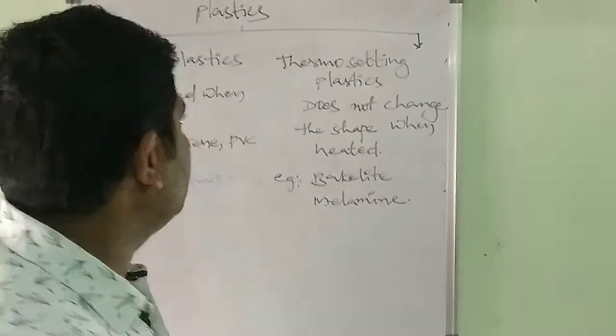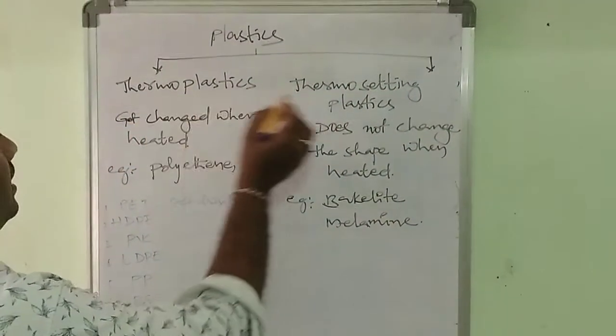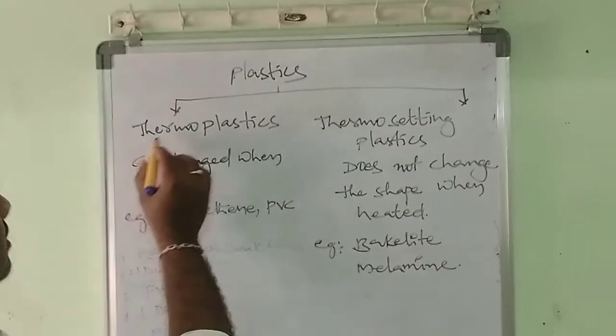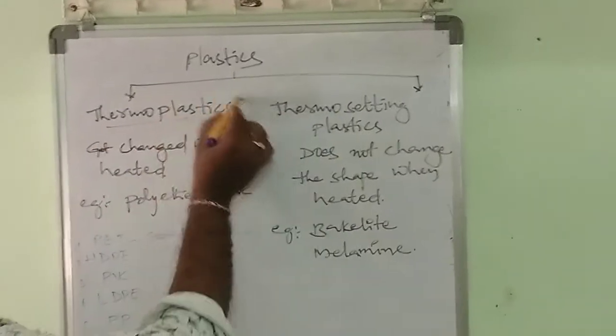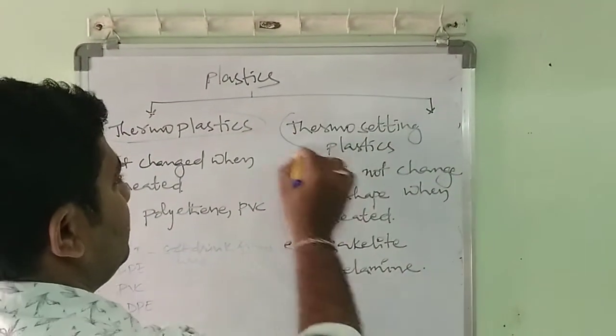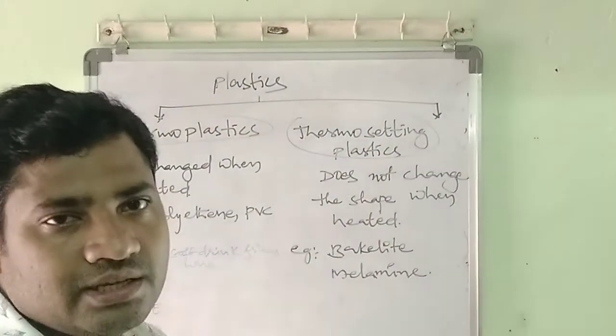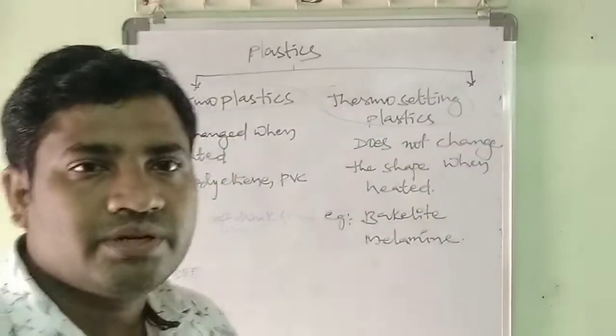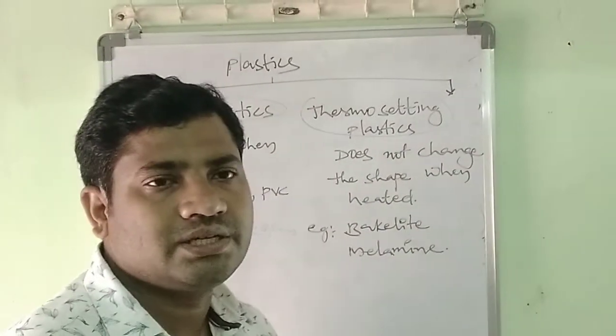So these plastics are mainly categorized into two parts. Those are thermoplastics and thermosetting plastics. What are they? Sir, what is the difference between thermoplastics and thermosetting plastics?